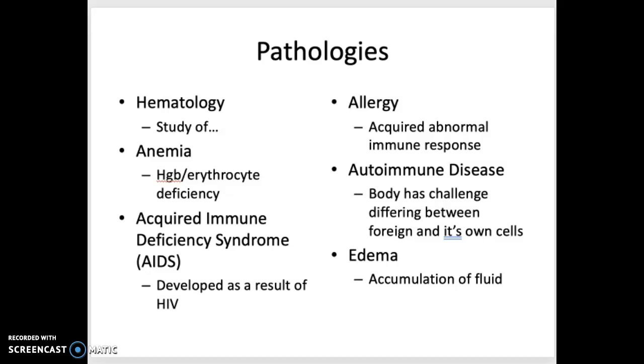An autoimmune disease is when the body fails to distinguish between self and non-self. So basically, the immune system attacks the body's own cells because it can't tell the difference between its own cells and foreign cells. So that results in destruction of cells and tissues within the body. Infectious mononucleosis, this is mono. It's an acute infection caused by a virus.